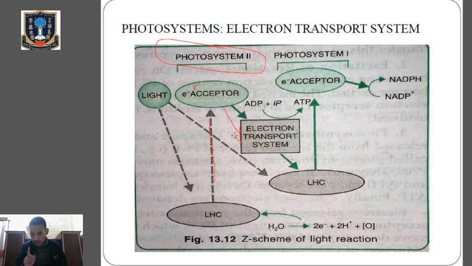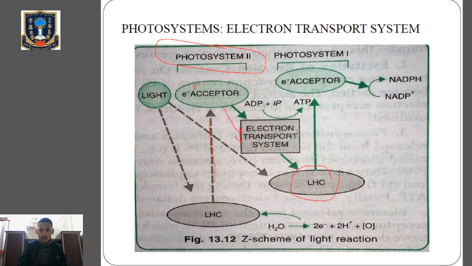Clear? That means the electrons given by the reaction center of PS2 are not utilized once they move through the electron transport system, but they are passed to the pigment of photosystem 1. Listen very carefully. The electrons excited in the reaction center of PS2 will be taken up by the electron acceptor of PS2 and will move downhill through the electron transport system. Clear? But those electrons will not be utilized; they will be received by the light harvesting complex of PS1.